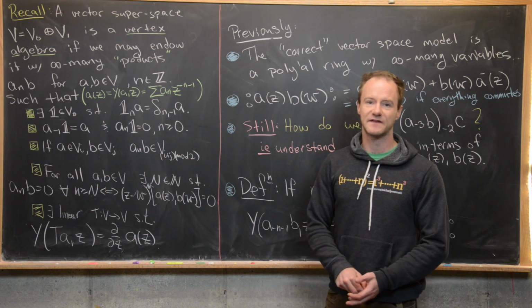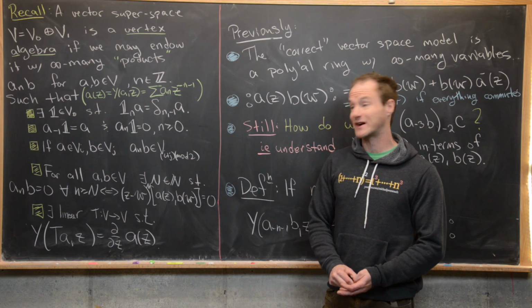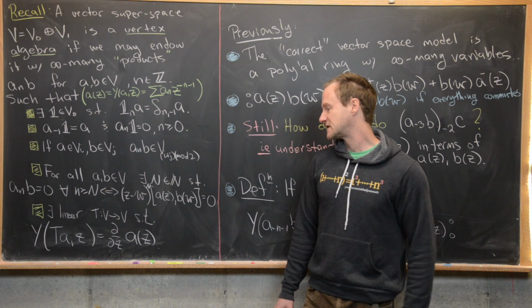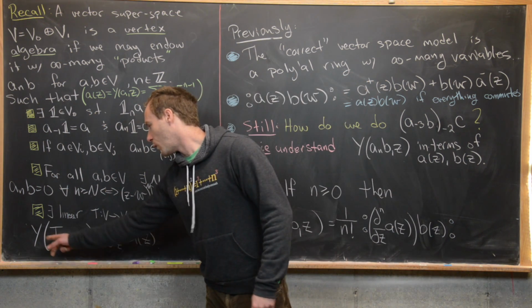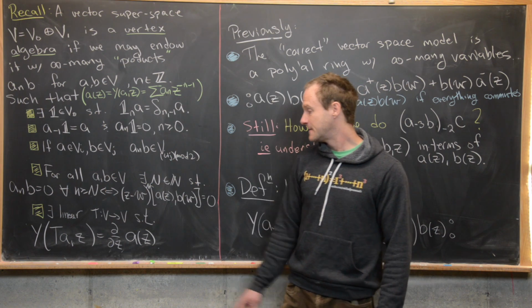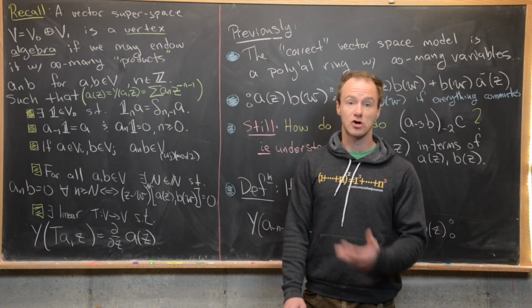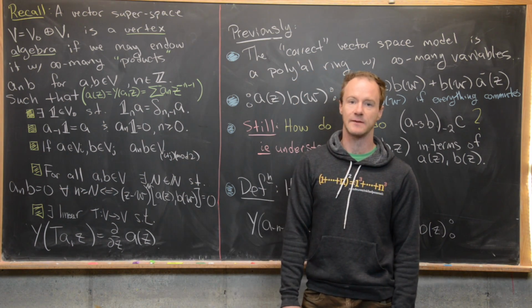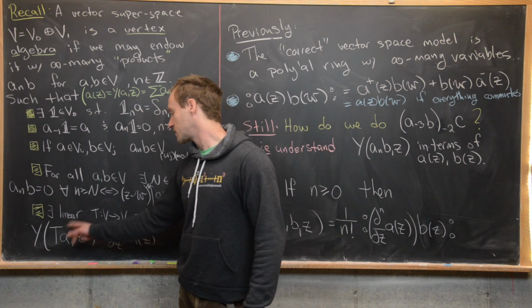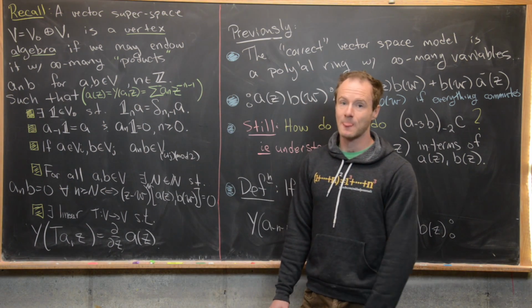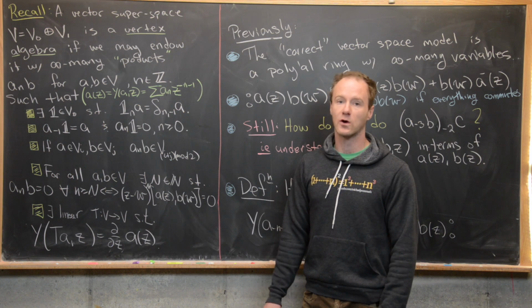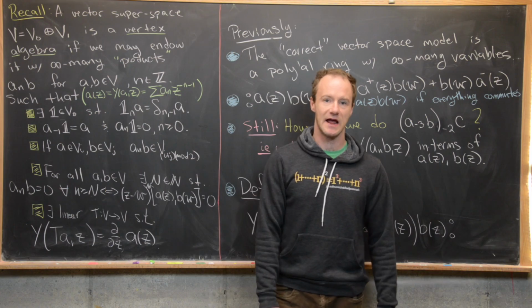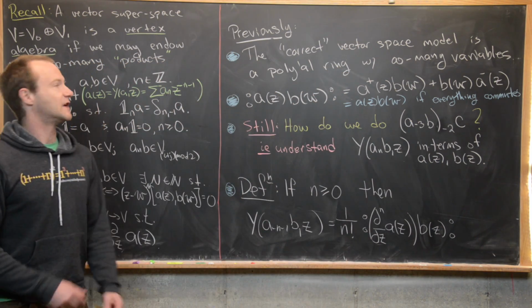And then finally, we've got this special linear map called the translation operator. We're going to call it T. It goes from V to V, and it satisfies the following rule. Y(Ta,z) is equal to the formal partial derivative with respect to z of Y(a,z), or a(z) if we want to write it like that. So in other words, if we know the vertex operator for a vector a, then we know the vertex operator for a translated copy of that vector a. In other words, T evaluated at a. Okay, so let's look at what we've done previously.